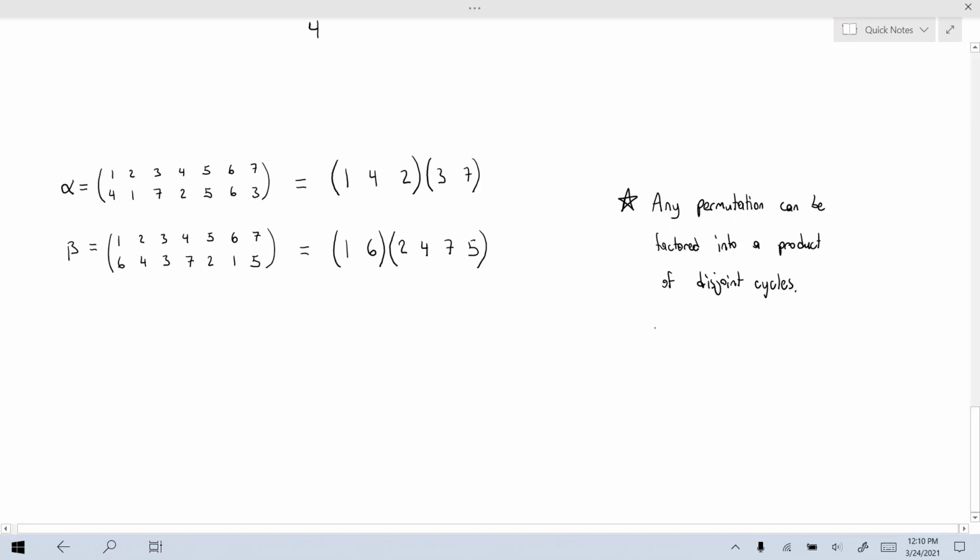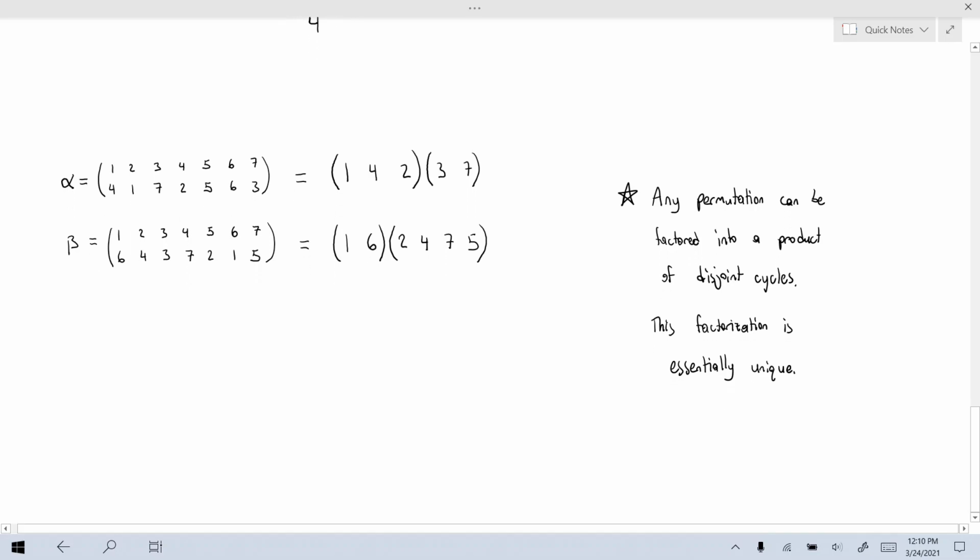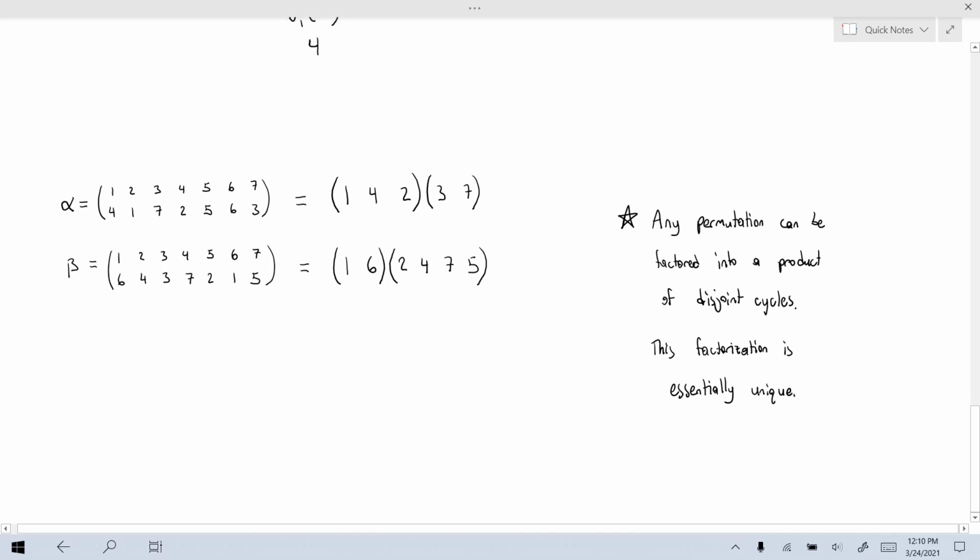Now, this factorization is essentially unique, okay? Okay, so what do I mean by essentially unique? Remember how I talked about how you can write a cycle in different ways? So like this cycle (1 4 2) is the same as the cycle (4 2 1).